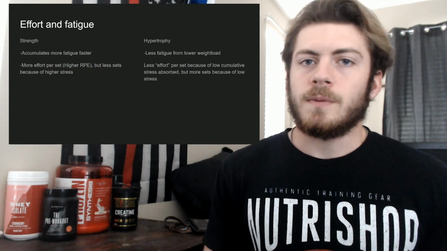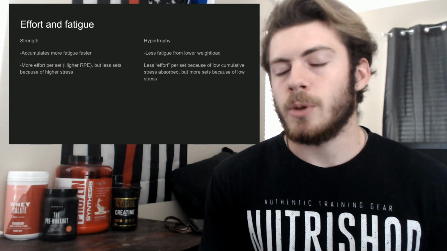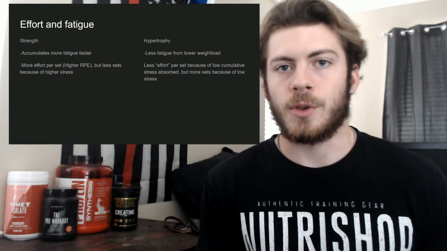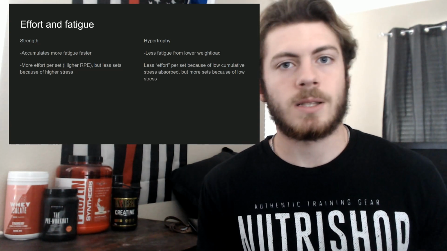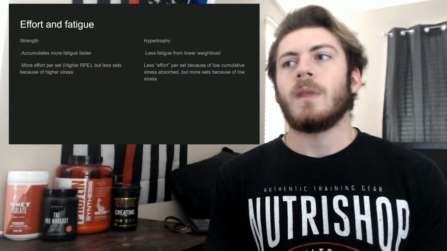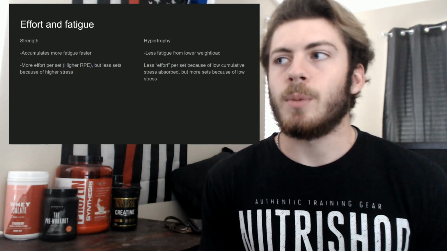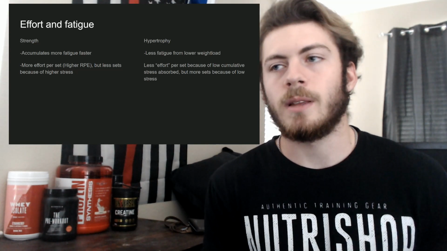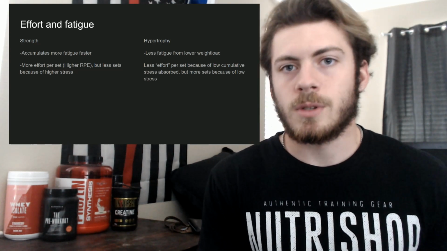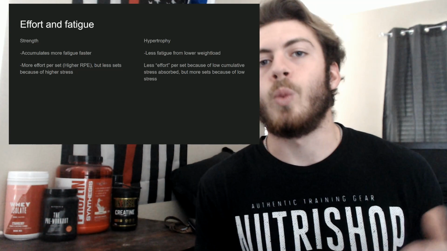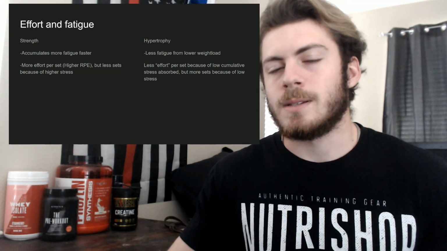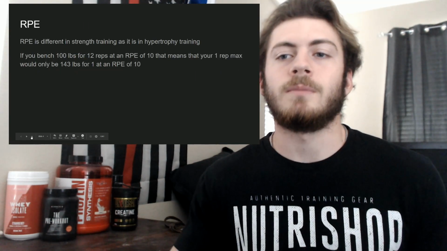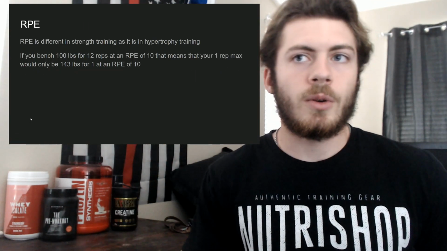And in hypertrophy, there's less fatigue from lower weight load, but you do have more workload because of more volume, more intensity, more sets, more reps, all that good stuff. So you're able to have less effort per set because of low cumulative stress absorbed from that lower weight load, but more sets because of low stress, and you're able to have a higher workload. Keep those two things in mind because I cover those a lot, and it's important to understand what those really mean. So now we're going to go into RPE.